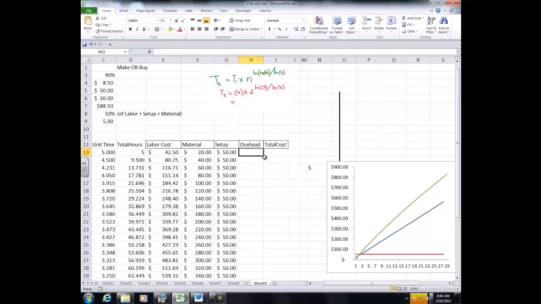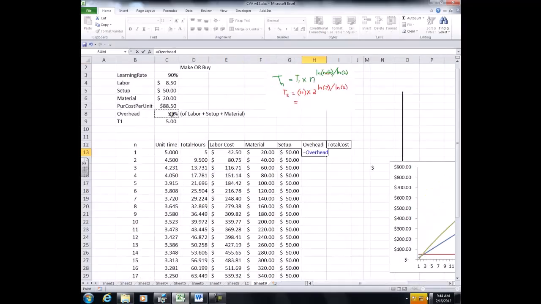How do we compute the overhead? Overhead, the problem says, is based on 50% of, so we're going to multiply the overhead rate by the sum of labor, material, and setup. There you go, 56.25. 56.25 is the 50% of the sum of these 3 numbers.